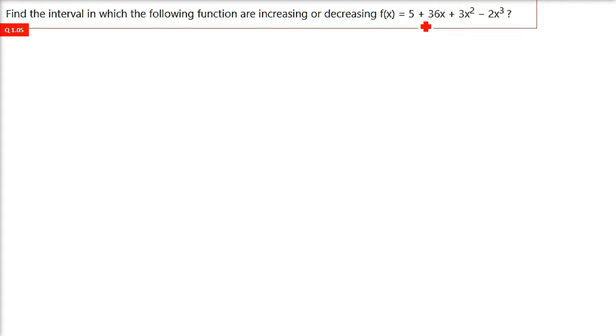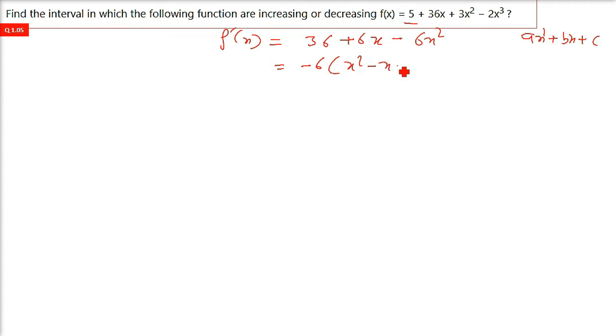Now what do you see here? So we will differentiate. Same thing, you can just do it by yourself also. So f dash x is what? It is 36 minus 6x minus 6x square. Now you can take minus 6 common. When you take negative 6 common, we always write as ax square plus bx plus c. So when you take this negative 6 common, it will be x square plus x minus 6.